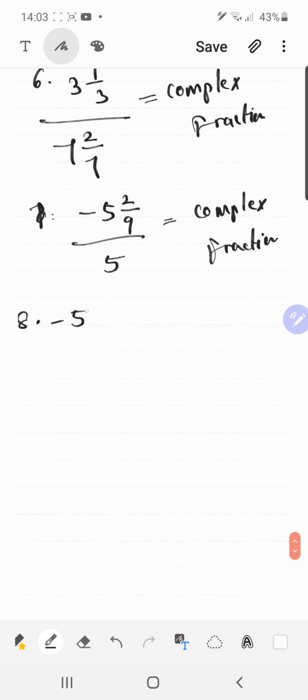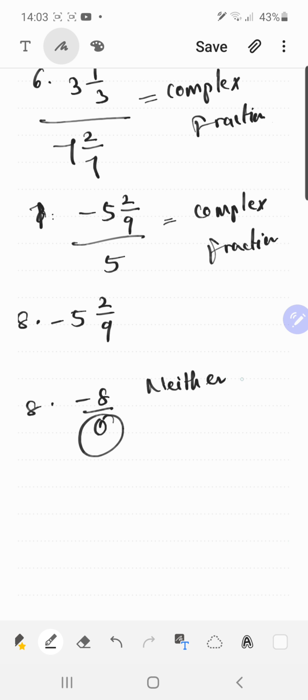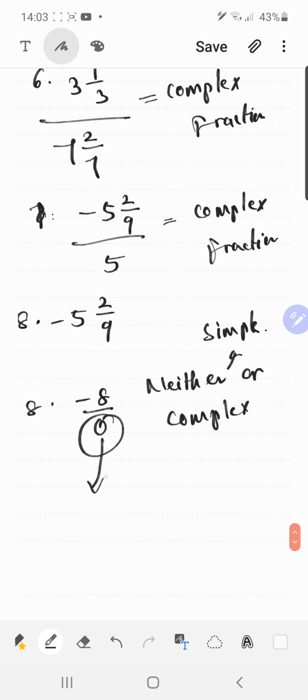Problem number 8, minus 5 2 by 9. Okay, I have done this. Next is problem number 8, which says minus 8 upon 0. My dear kids, the denominator 0, this fraction will neither be called as simple, nor it will be complex. Why? Because whenever you have something divided by 0, such kind of fractions are called as undefined numbers. So they are neither complex nor simple.